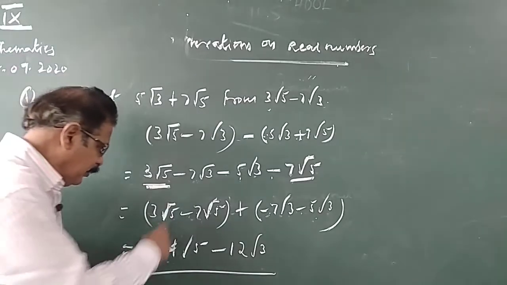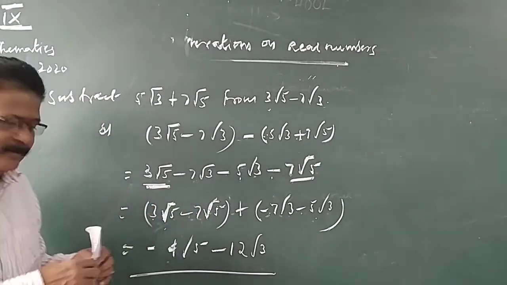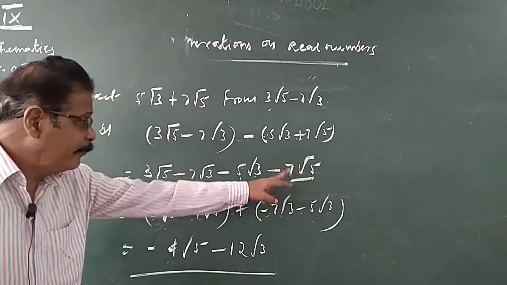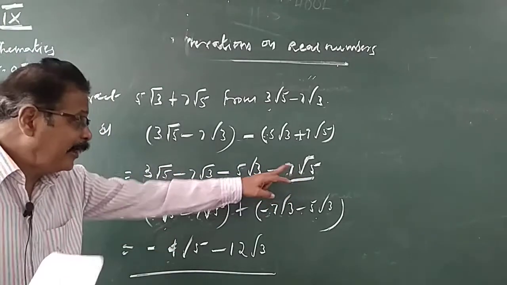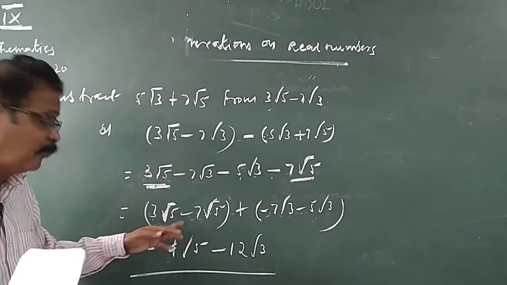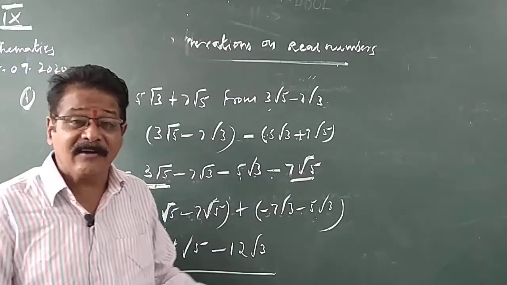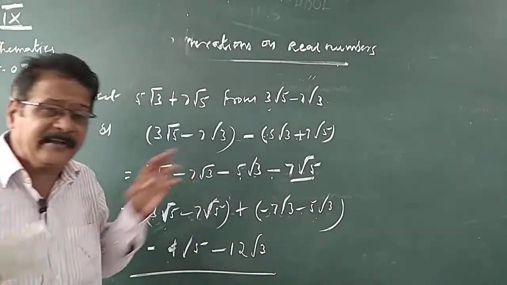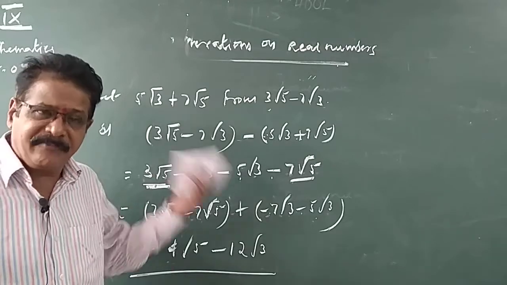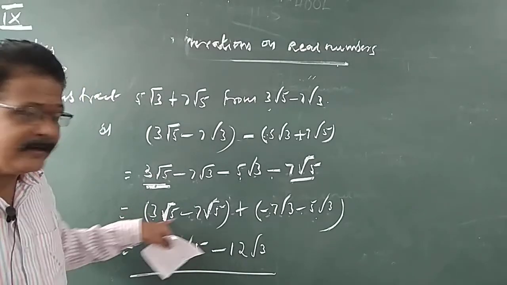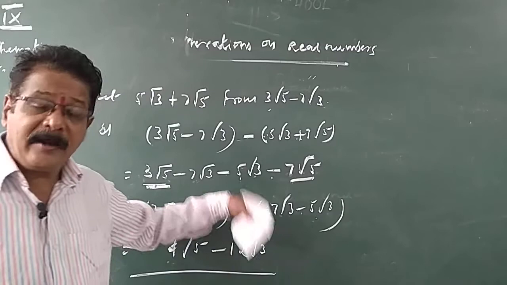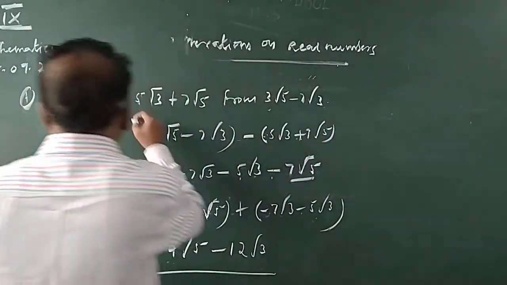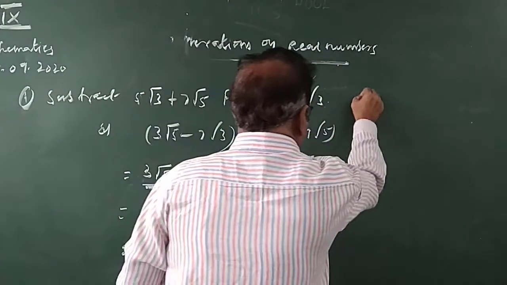So same irrational number with different multiples. Root 5 is the irrational number. Their multiple here is 3, here the multiple is 7. Same irrational numbers with different multiples, you can subtract or you can add. Such numbers only you can simplify. How can you simplify? Same irrational number with different multiples, we can subtract or add or multiply. One more example, let us see the second problem.